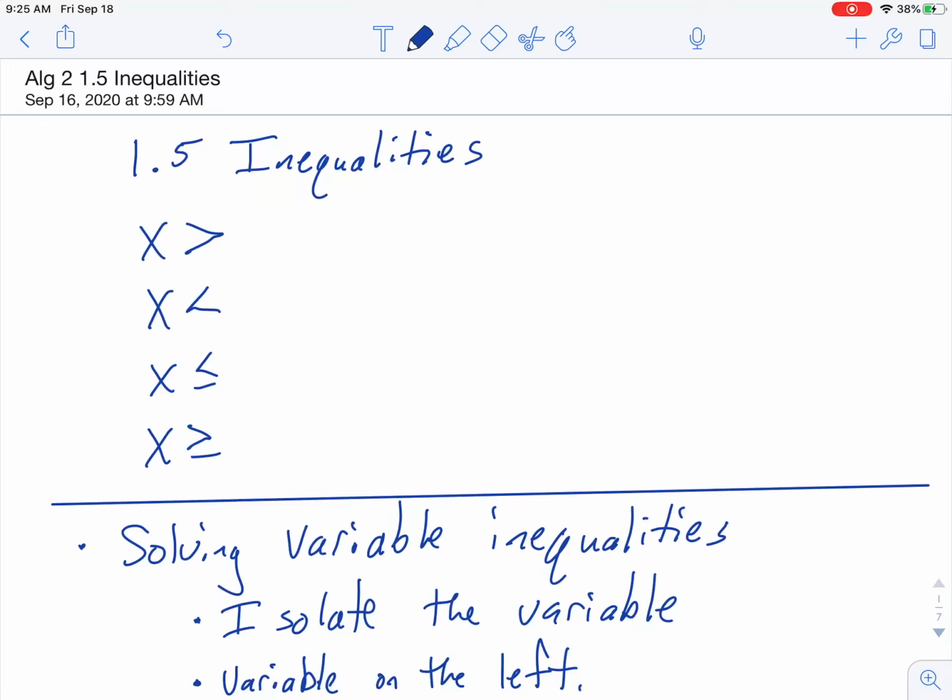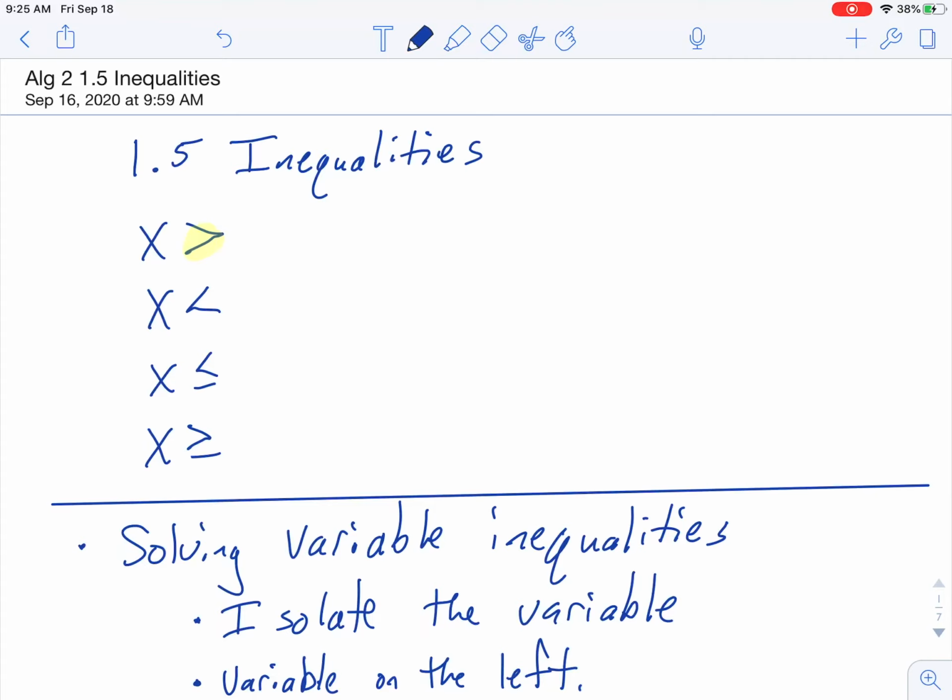Okay guys, so this is the last video for this week, the last lesson, and the topic is inequalities. There are four basic inequalities. You could argue there's others in math, but I'm not going to worry about that. So what we have here first, I'm using x as my variable, obviously.